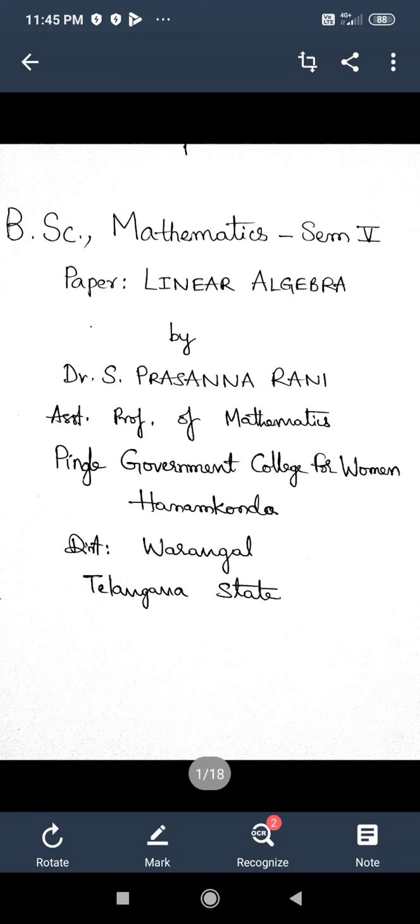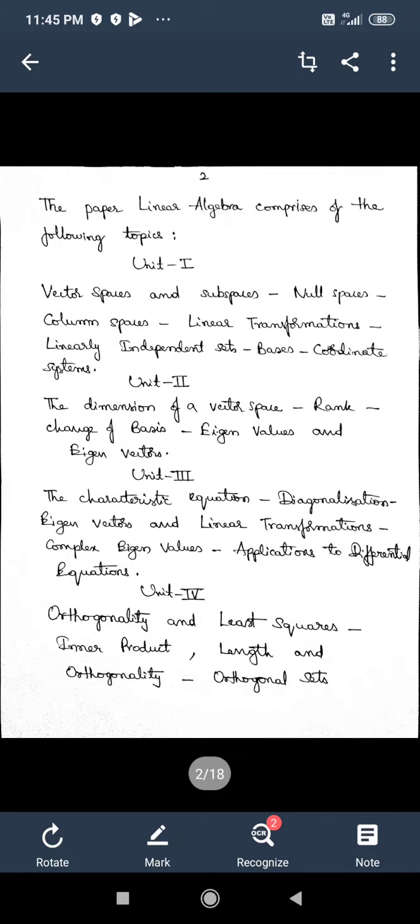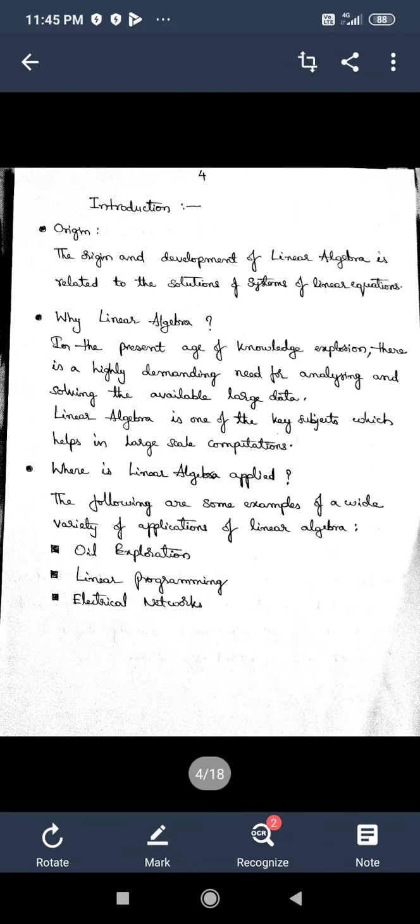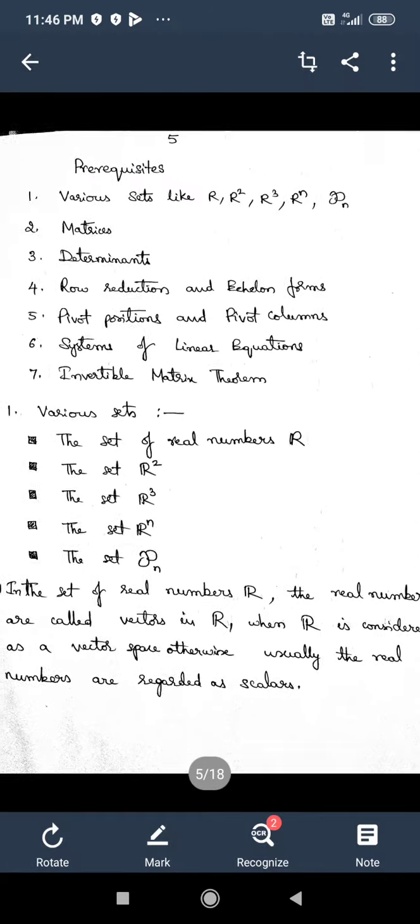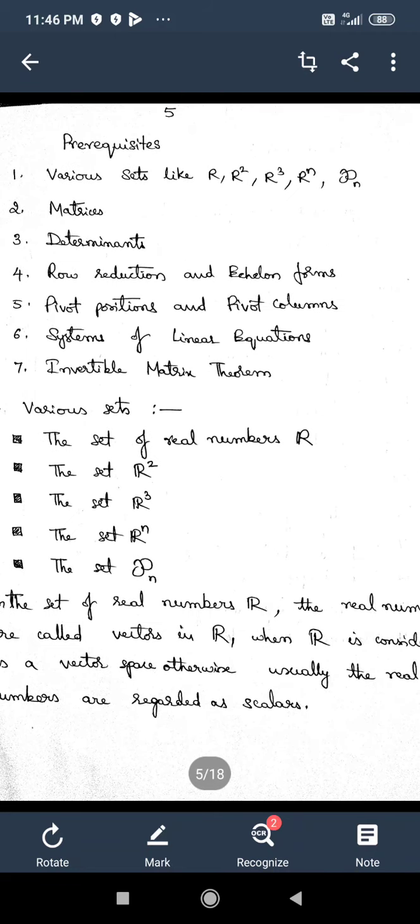Children, in the last class, we went through the first topic of the prerequisites to learn linear algebra. Today, we will go through the second topic, matrices. As I said earlier, in the prerequisites, the first topic was various sets like R, R2, R3, Rn, Pn, and F, which I dealt with in yesterday's class. Today we shall go through the second topic, matrices.